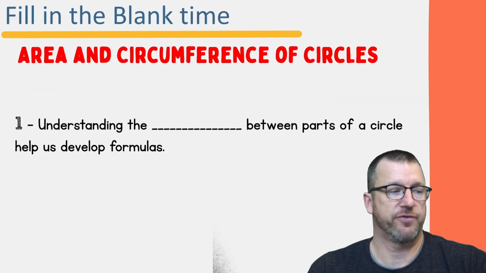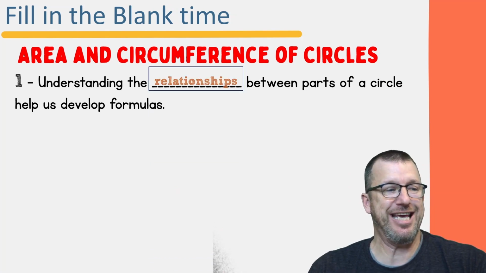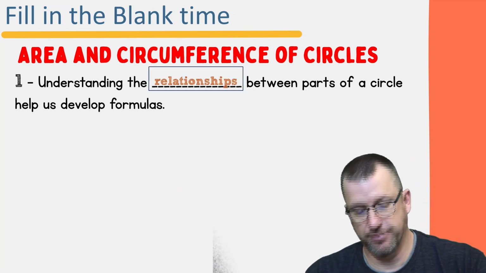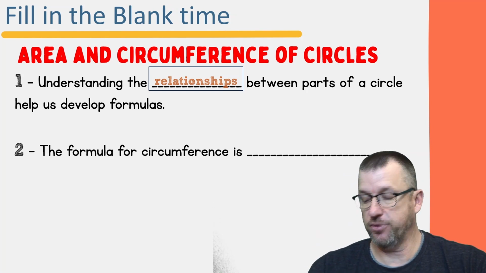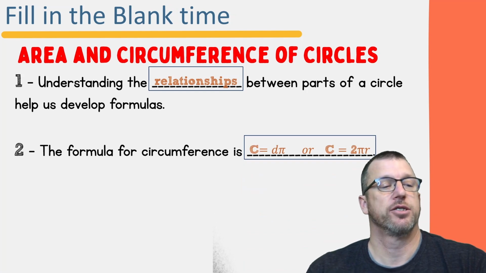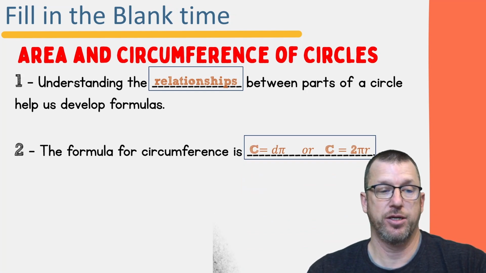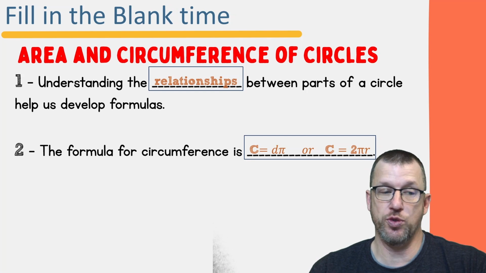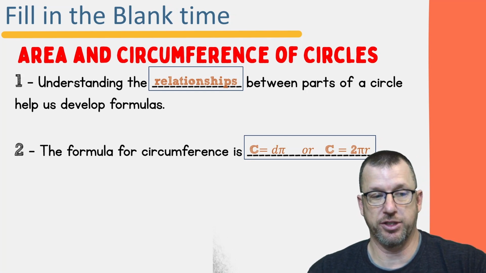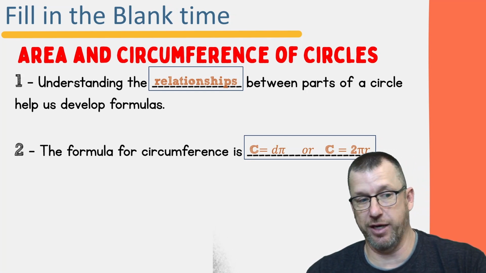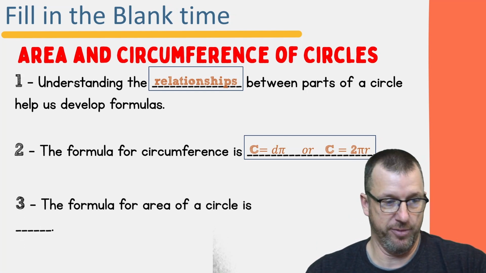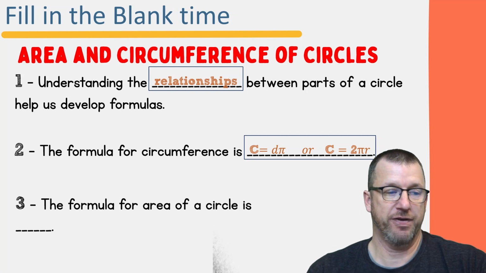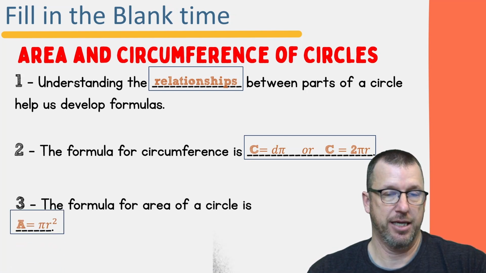All right, let's fill in the blanks. Understanding the relationships between parts of a circle will help you develop formulas and understand formulas. The formula for circumference is circumference equals diameter times pi, or circumference equals 2 times pi times radius, which is just simply saying which one we're given. If we're given the radius, let's use the radius formula. If we're given diameter, let's use the diameter formula. And the formula for area of a circle is pi times r squared.